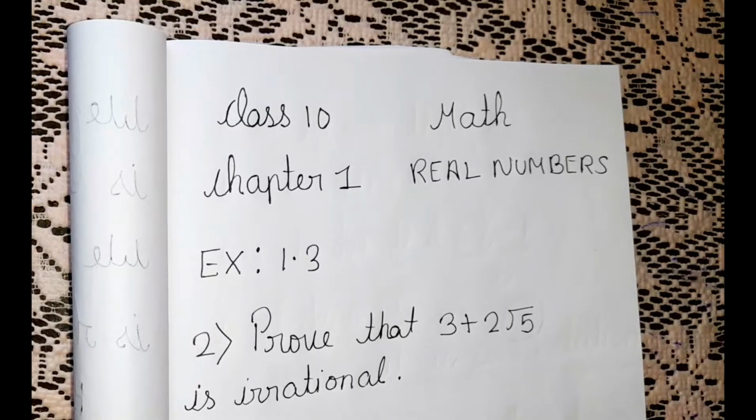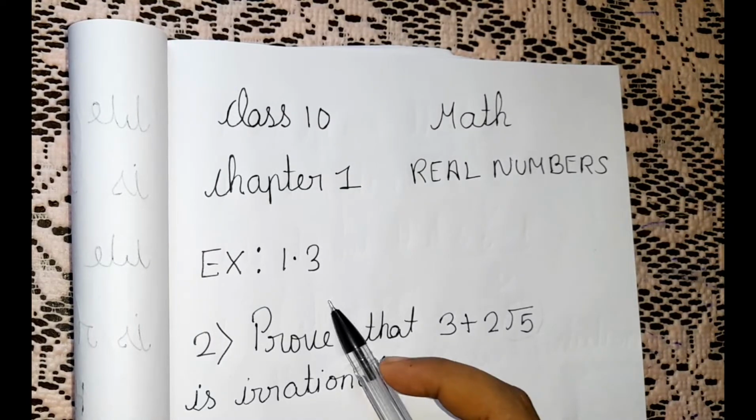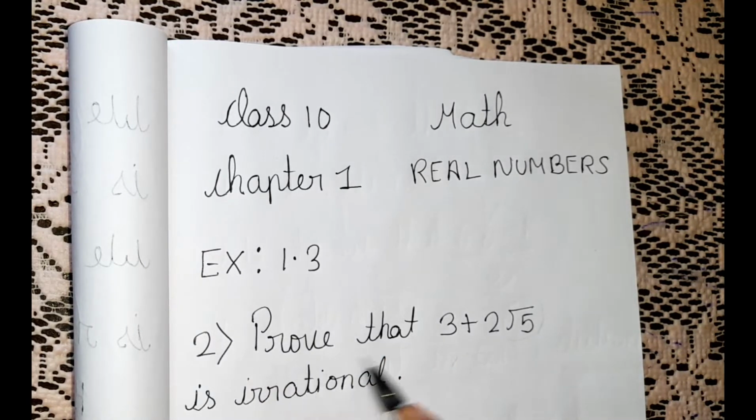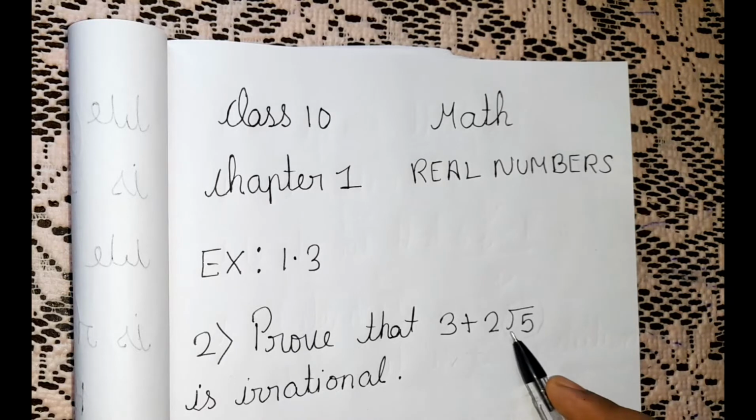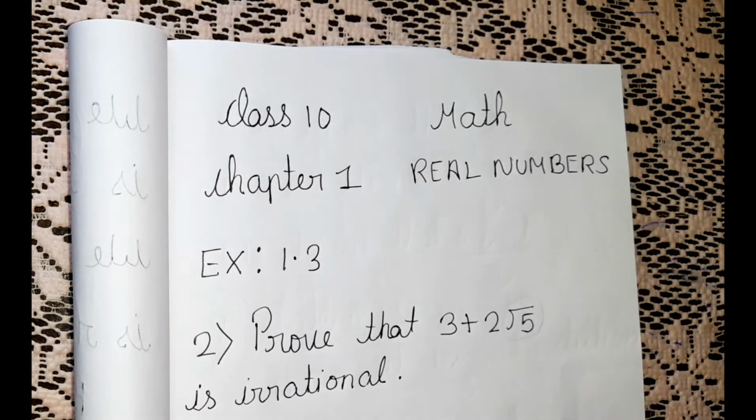Today we are going to be learning exercise 1.3, second question. Prove that 3 plus 2 root 5 is irrational. So this is the question. In this question we have got 3 plus 2 root 5. This is somewhat complicated because we have addition and we have root 5 in multiplication form. So it is somewhat difficult.